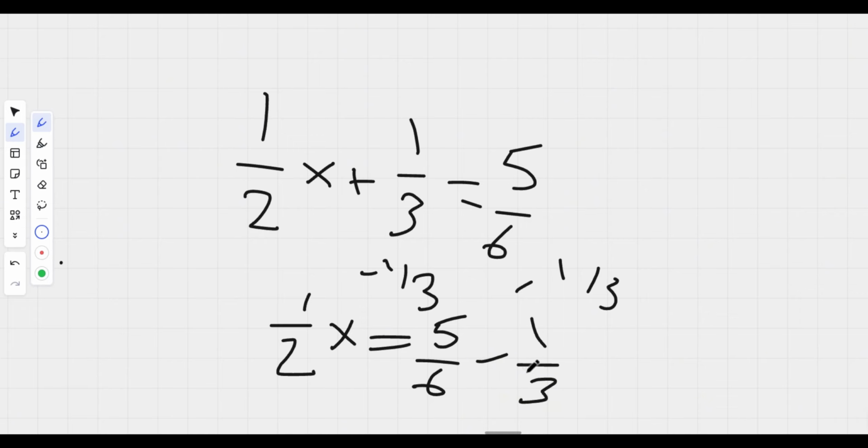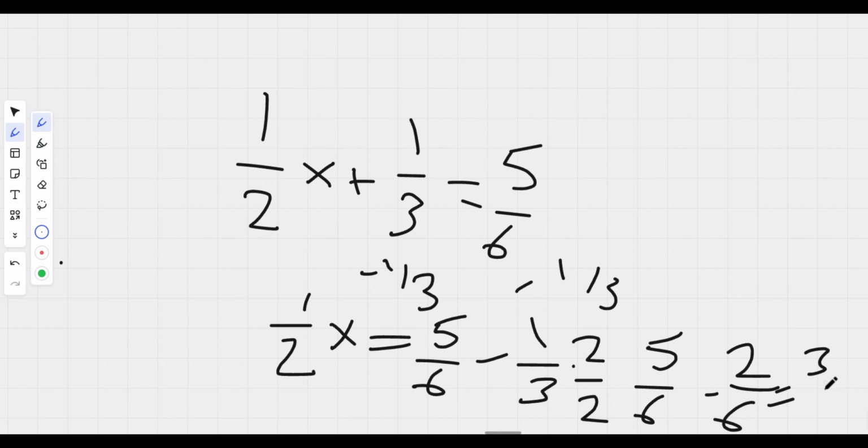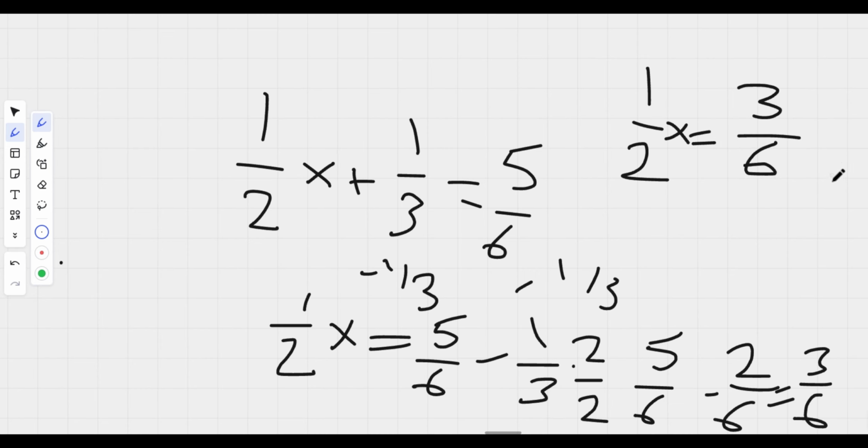But how are we supposed to combine these? Well, we can remember how to subtract fractions. For the denominators to be the same, we're going to have to multiply one of these by a giant 1. Because we know that we can make 3 into 6 by multiplying by 2, let's just do that. So if we multiply this by 2 over 2, we're just going to get 5 over 6 minus 2 over 6, which is going to just equal 3/6. So then we can make this equation 1/2 x is equal to 3/6.